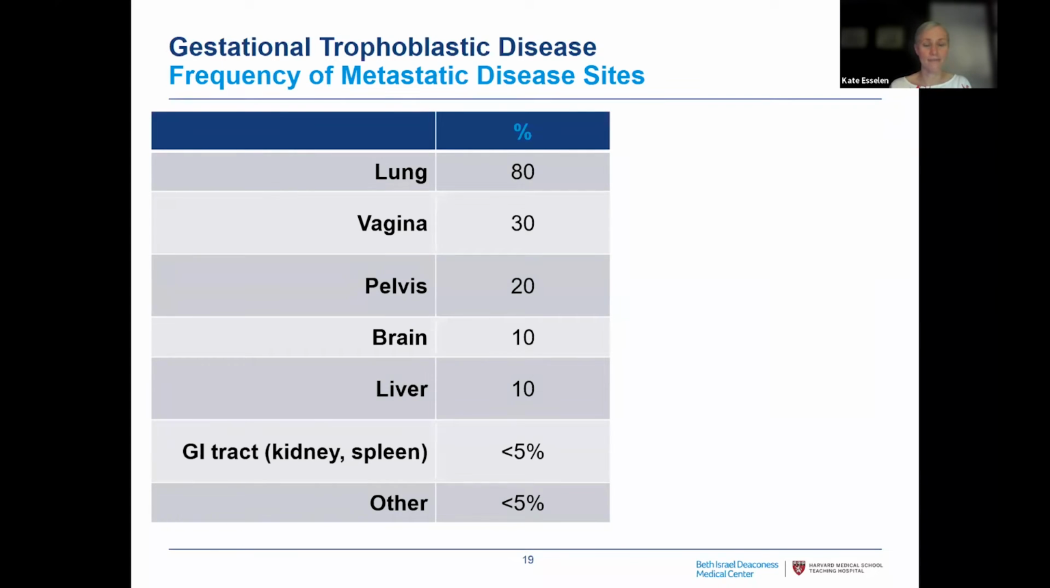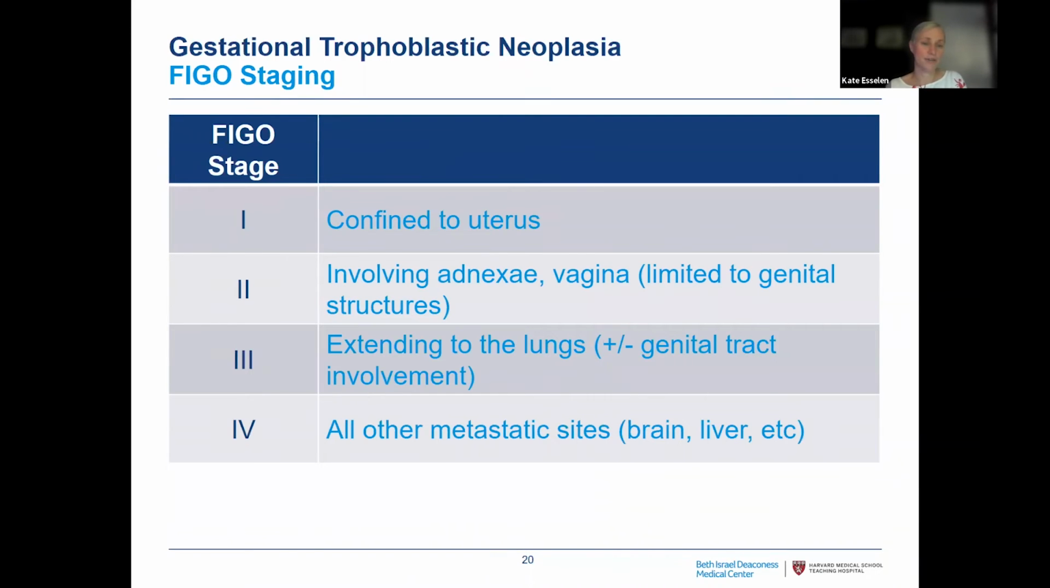Pelvic mets are about 20%, and then less commonly brain and liver mets. So if you have mets to the lung or the vagina, it is reasonable to get the full workup and look for these other metastatic sites, because often it goes to one of those two places first, but then it may also be in the brain, the liver, etc. Much less common in other places like the kidney or spleen. So it's important to know where it is, because that's how you stage it, and also how you give it a risk score. First we'll talk about the staging.